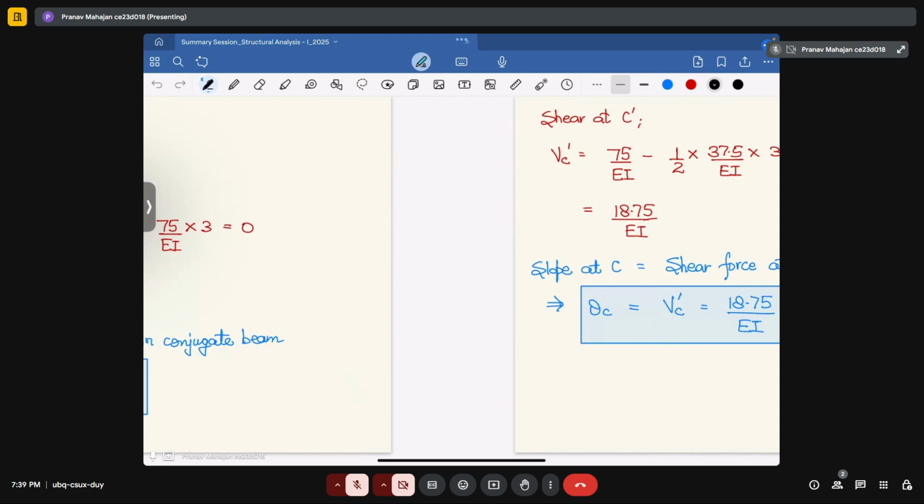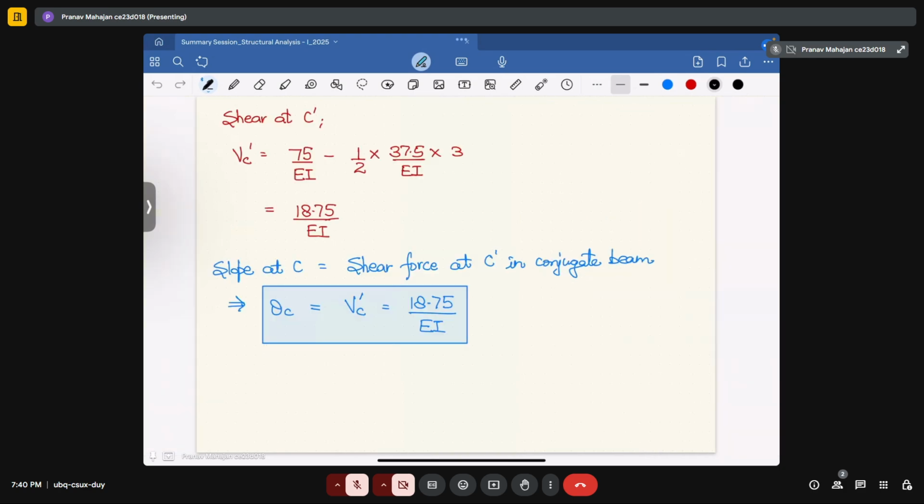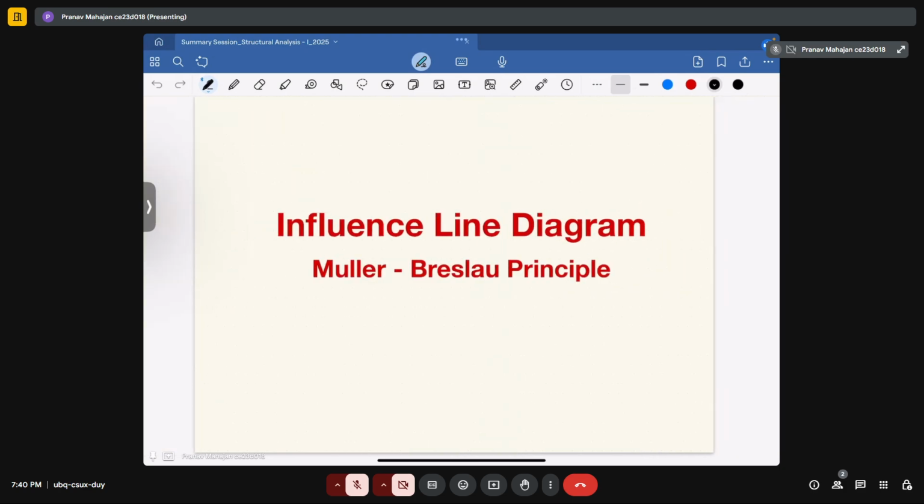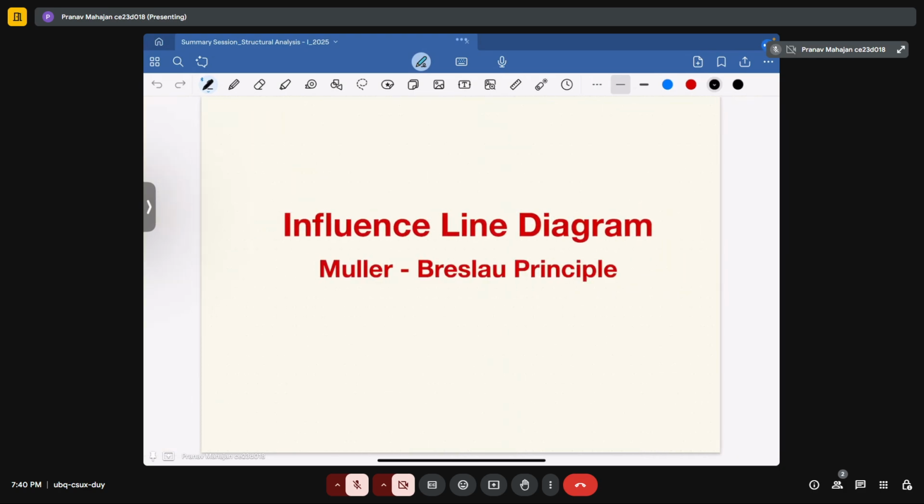Similarly, shear at point C will give you the slope at point C of the real beam. So the shear force at point C dash of the conjugate beam will become equal to the slope of the real beam, and that will give you the value of slope to be equal to 18.75 divided by EI. This has covered all the concepts related to statically determinate structures, for trusses, beams, and frames. All the methods that are required for them we have now discussed.